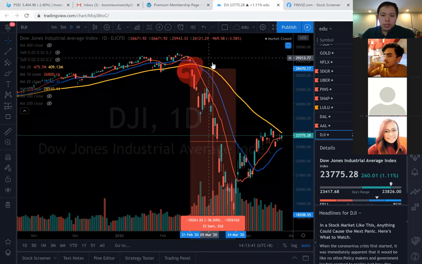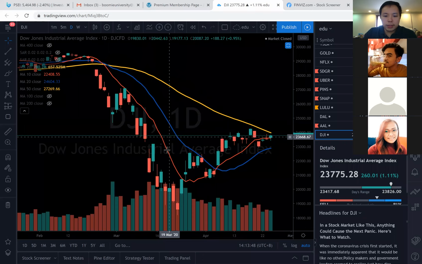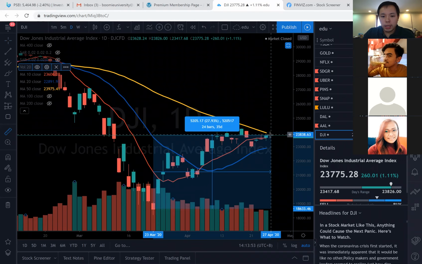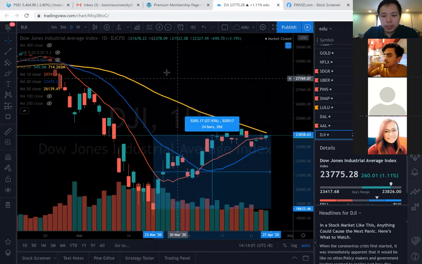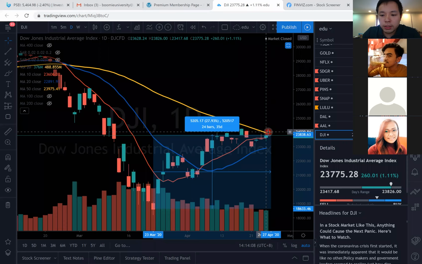So, grabe. You can see the US market recovering from the lows to the current high. It's already up almost 28%. Okay, so we can see it heading towards the resistance line, which is this. I use the 50-day moving average here. It's the yellow line.